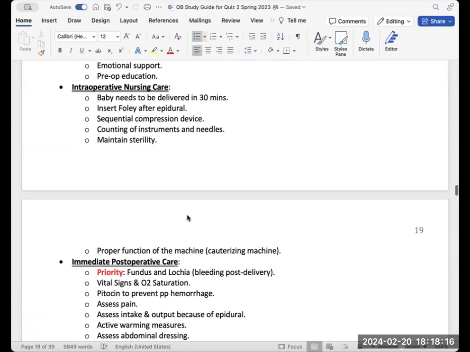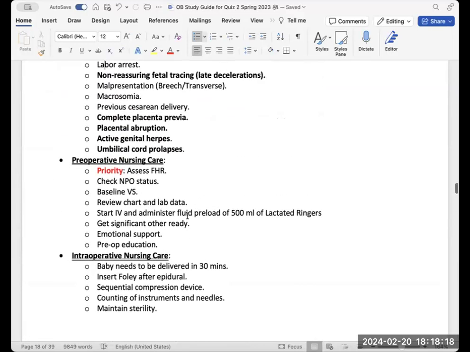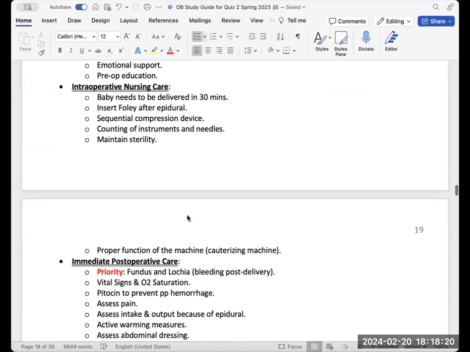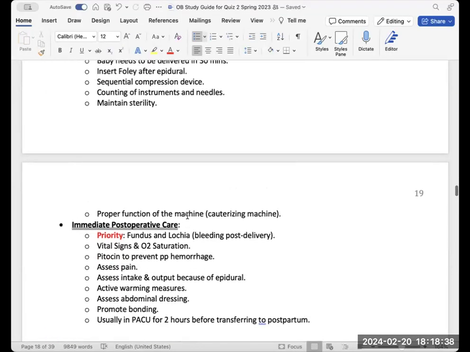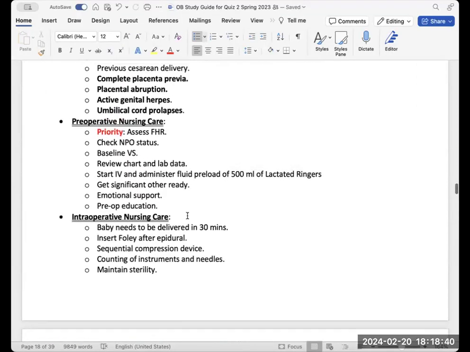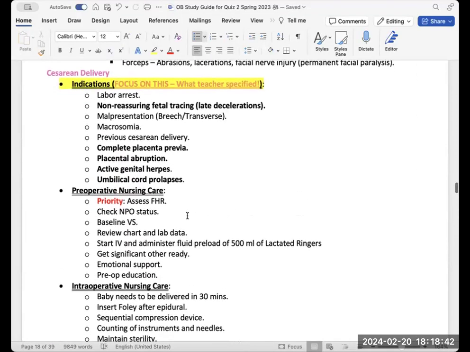And yeah, so I'll just leave it there. But just know that when you do have a C-section, the baby needs to be delivered within 30 minutes. And then after that C-section, your priority becomes looking at the fundus and lochia, because you're looking at post-operative bleeding, because postpartum hemorrhage is very problematic after a C-section delivery.